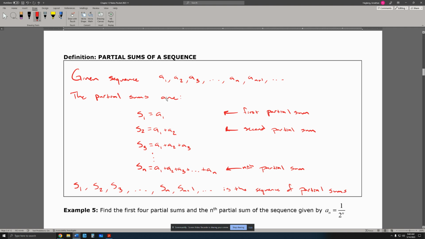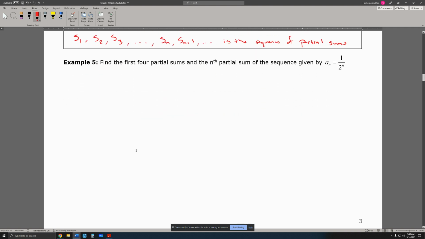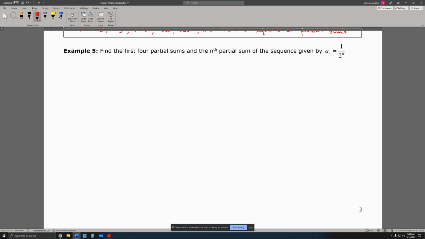Okay? So example 5. Find the first four partial sums and the nth partial sum of the sequence given by a sub n equals 1 over 2 to the power of n. So this is our powers of 2, but the negative powers. So we're flipping it, the reciprocals. So the terms of this sequence would be, well, the first term is the first negative power of 2. The second is 1/4, 1/8, and so on, all the way up to 1 over 2 to the power of n.